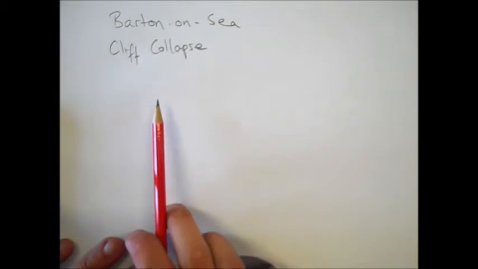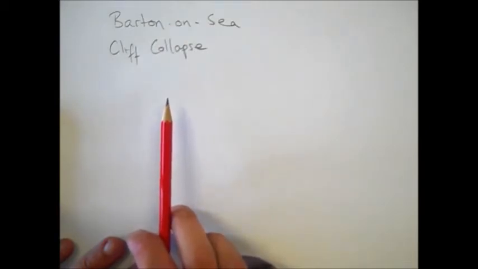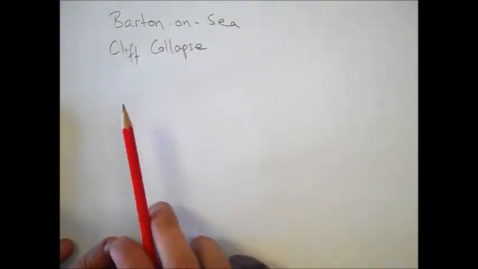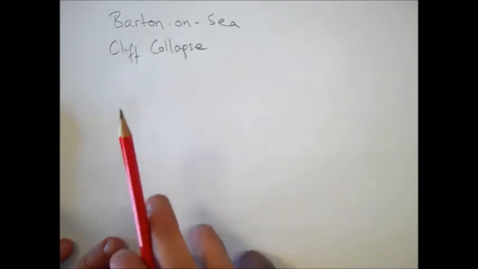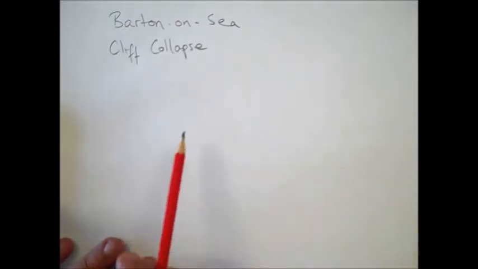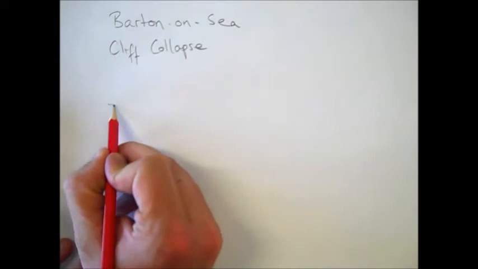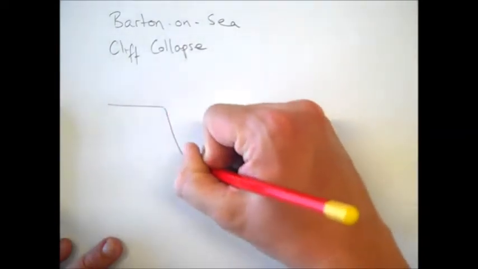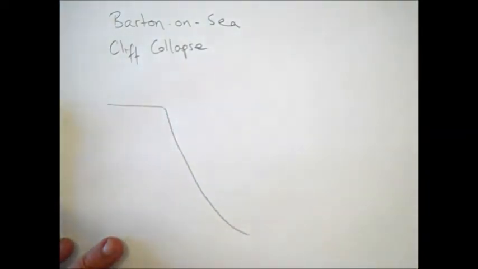So our next coastal case study we want to look at is Barton-on-Sea. Again in the UK, looking at cliff collapse, the reasons behind that and the impacts. So if we start off just drawing ourselves a cliff. Now, what we're going to look at first is the causes for this.